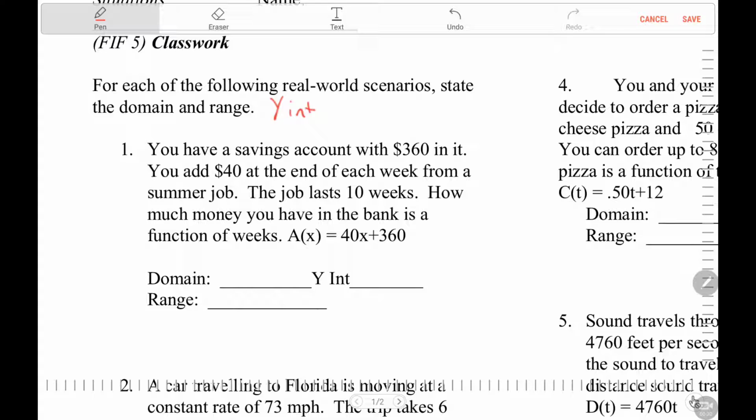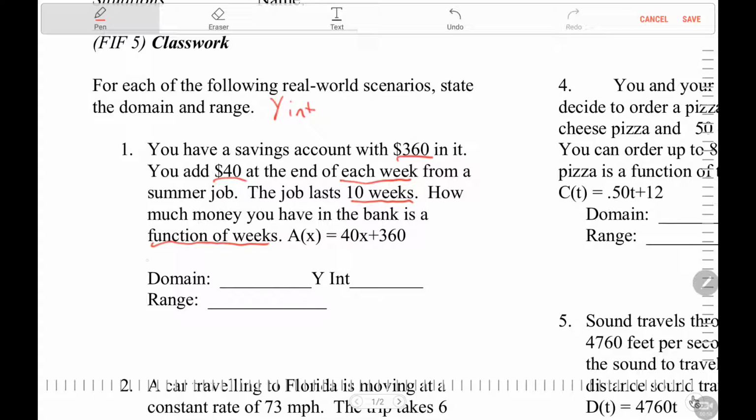You're not necessarily calculating too much here, but you are going to have to be very familiar with the terminology and the types of numbers that are used. So you have a savings account with $360 in it. You add 40 at the end of each week from a summer job. The job lasts 10 weeks. How much money you have in the bank is a function of weeks.